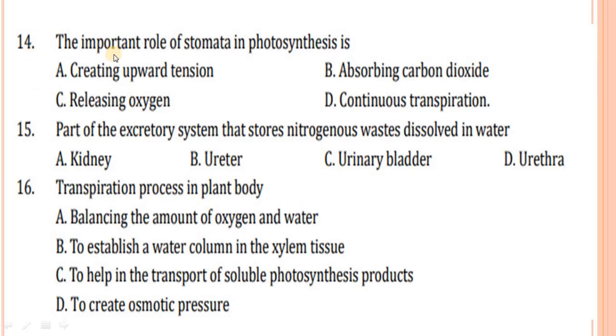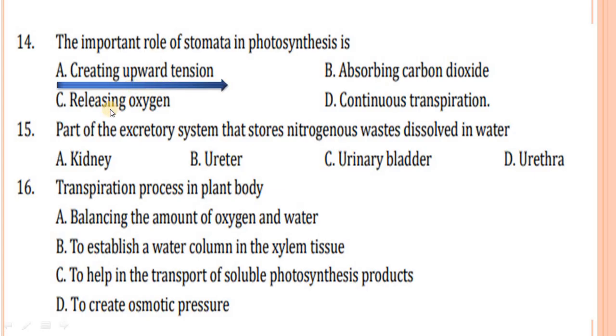14th question, the important role of stomata in photosynthesis is creating upward tension. Because of upward tension, the water will be moved from the lower parts of the plant body to the higher parts, and that is due to the transpiration pull, which is carried out by the stomata. If you see option B, absorbing carbon dioxide, releasing oxygen, continuous transpiration, these are also functions of stomata, but here the important role is creating upward tension through transpiration.